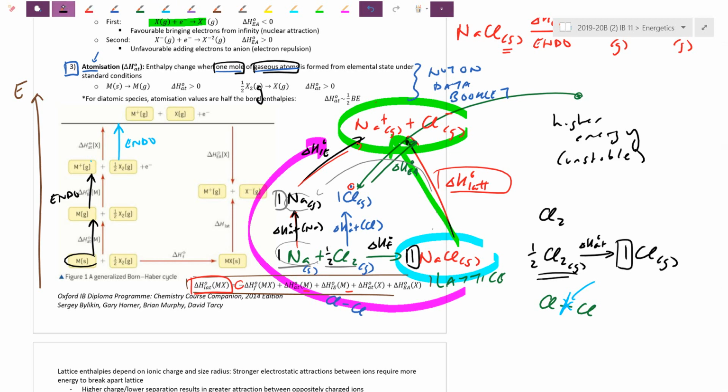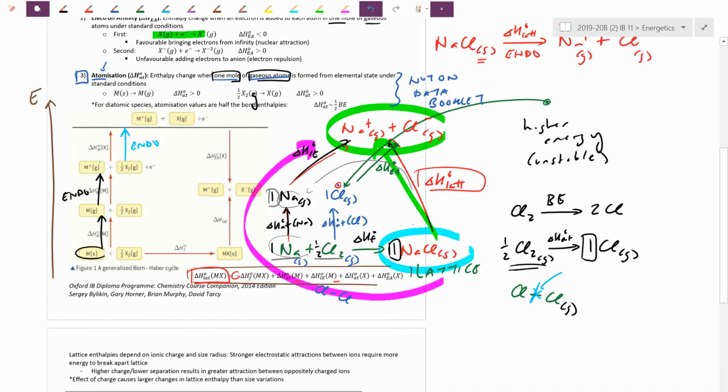Was there another way we traced breaking bonds in an earlier lesson? Hopefully you were able to say to me, bond enthalpy. If something is in the gas state already, I'm forcibly ripping apart the bond, and we end up getting 2 chlorines. So what we're seeing is that for diatomic compounds, the atomization enthalpy is exactly half the bond enthalpy.